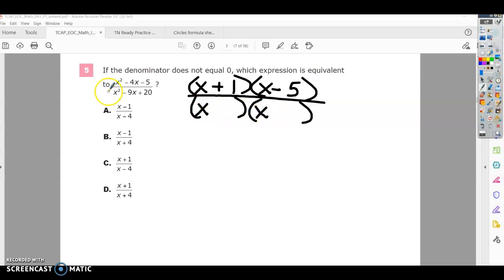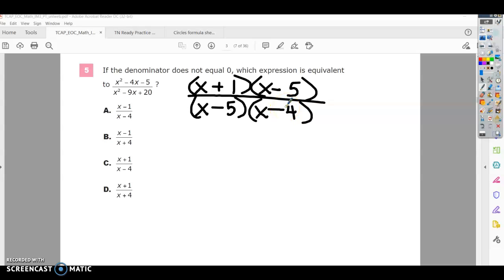X times x equals x squared. What multiplies to give me positive 20 and adds to give me negative 9? So that's going to be 5 times 4. And I need a negative 9, which means both of these have to be negative.